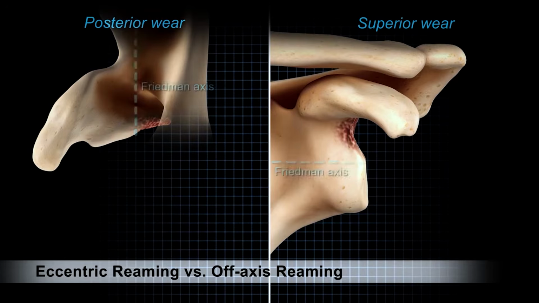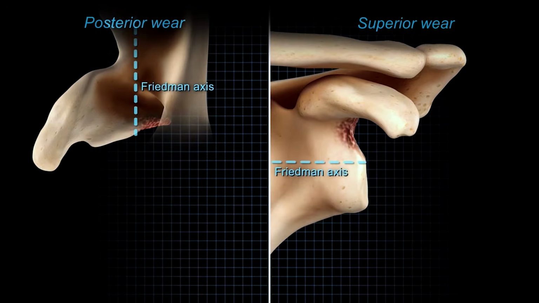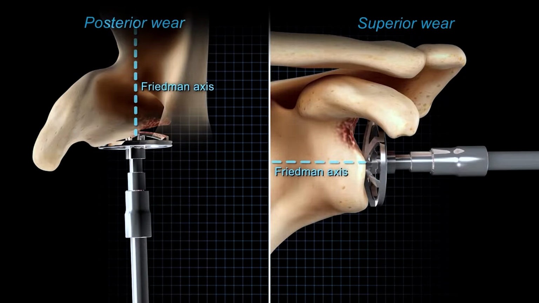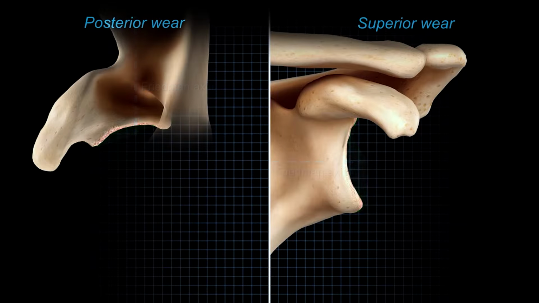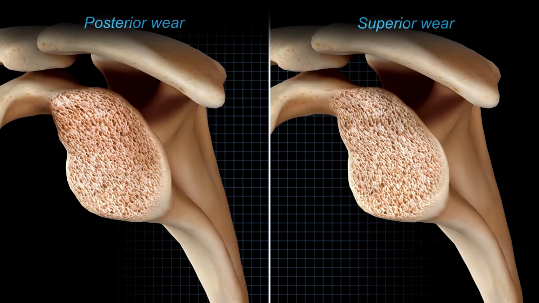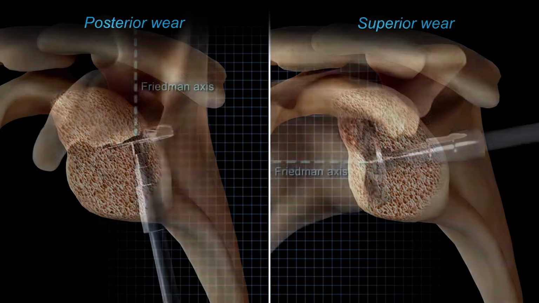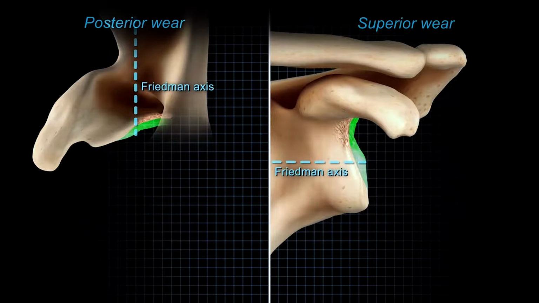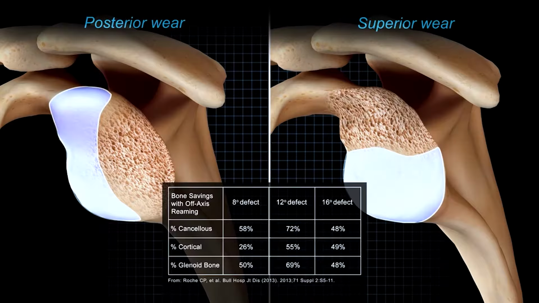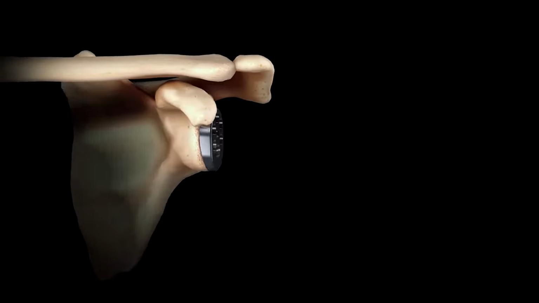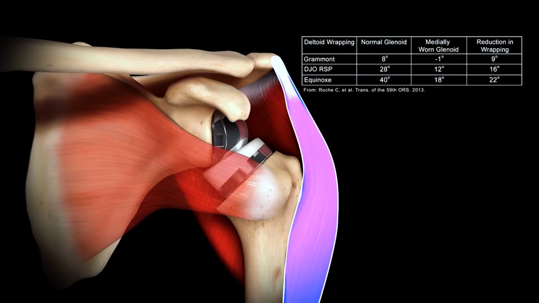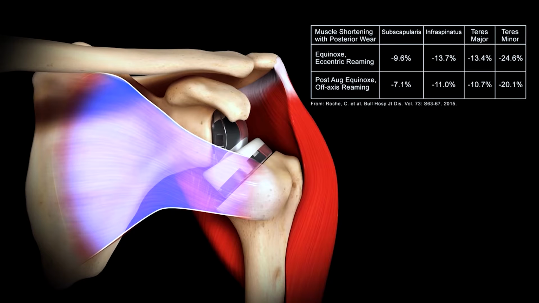If the glenoid wear pattern alters the native glenoid version or inclination, eccentric reaming may be necessary to realign the joint. Unfortunately, eccentric reaming removes additional bone, potentially compromising glenoid fixation while further medializing the joint line. Augmented glenoids realign the joint with off-axis reaming, which removes less cortical and cancellous bone than eccentric reaming. By conserving more glenoid bone, the anatomic joint line is better maintained, thereby providing more anatomic deltoid wrapping and more anatomic rotator cuff tensioning than occurs with eccentric reaming.